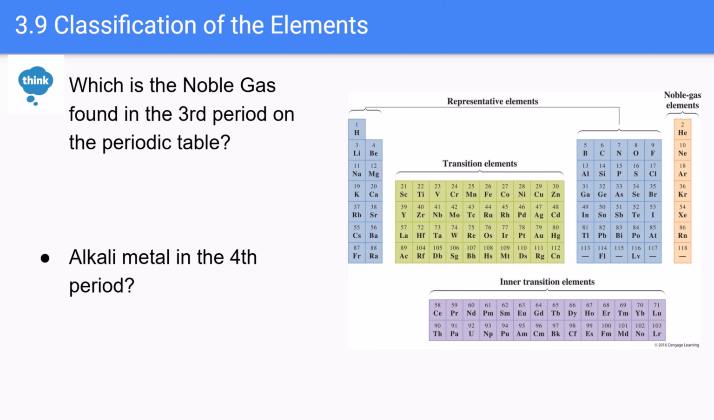So again, based off of this information, we should be able to very easily tell locations of elements, playing sort of a battleship style game. What is the noble gas found on the 3rd period of the periodic table? The 3rd period is that sodium period going across, and then the noble gas that's going to be found there is going to be argon. The alkali metal in the 4th period, again, alkali metal is that first group on the periodic table. 4 periods down, you're looking at potassium.